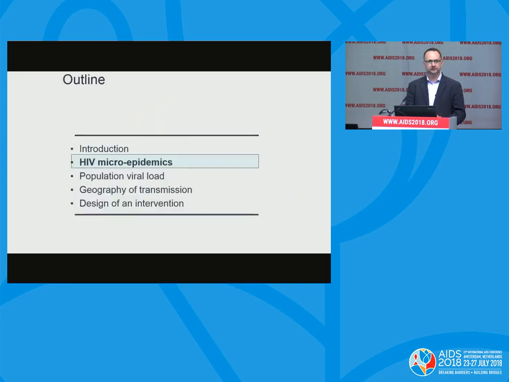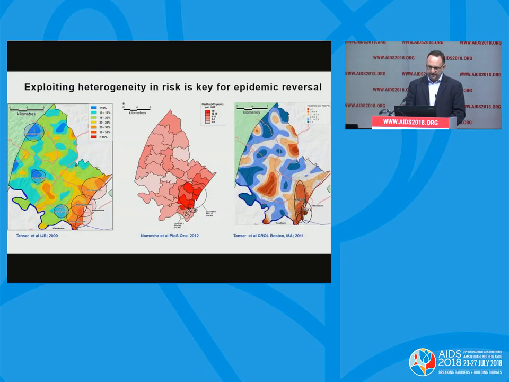So now, having given you a bit of introduction to the epidemiological context, I want to speak about HIV microepidemics. And here are 3 papers which looked at the geographical heterogeneity in the epidemic. If there's one message I want to get across today, it's the extraordinary heterogeneity in the epidemic. And that presents, I believe, a real opportunity to intervene in the most vulnerable communities for epidemic control. So if you look at the map on the left, that is HIV prevalence. You can see that it varies from less than 10% to greater than 35%.